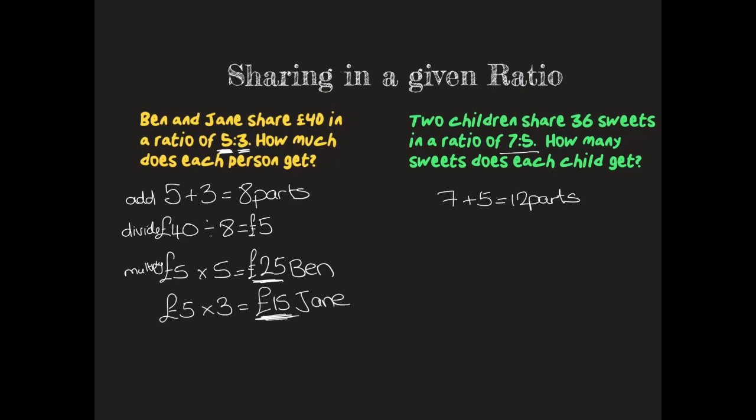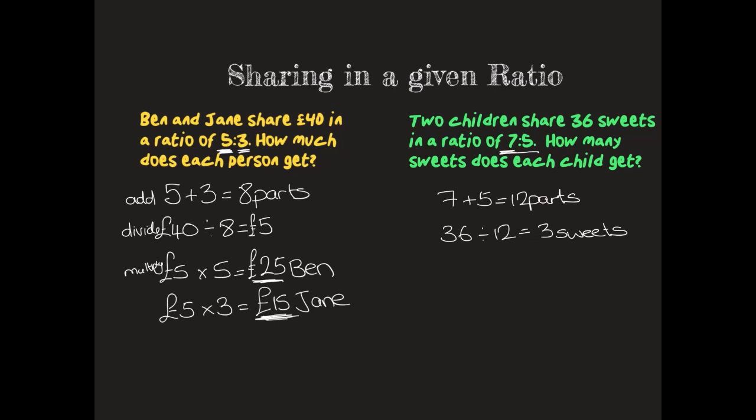So we're going to need to split this into 12 equal parts. So take our 36 sweets and we're going to divide it into 12 equal parts to find out the value of each part. So 36 divided by 12 is 3. So each share or each part is worth 3 sweets.